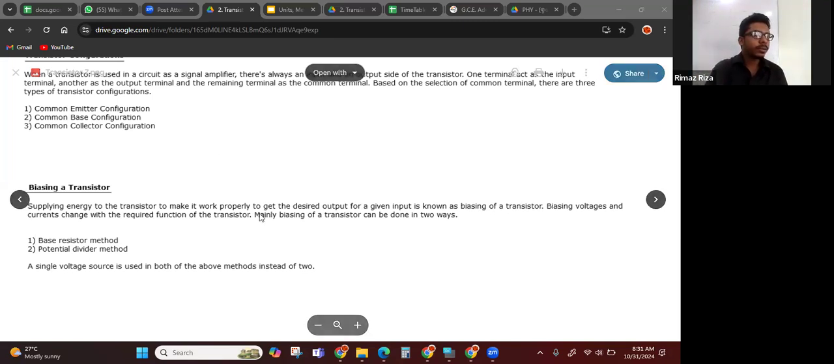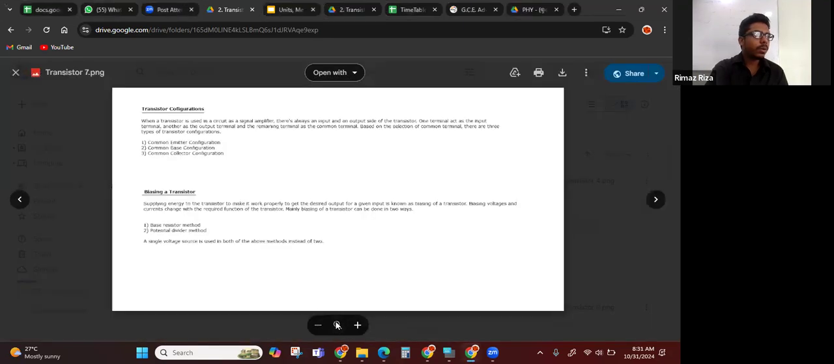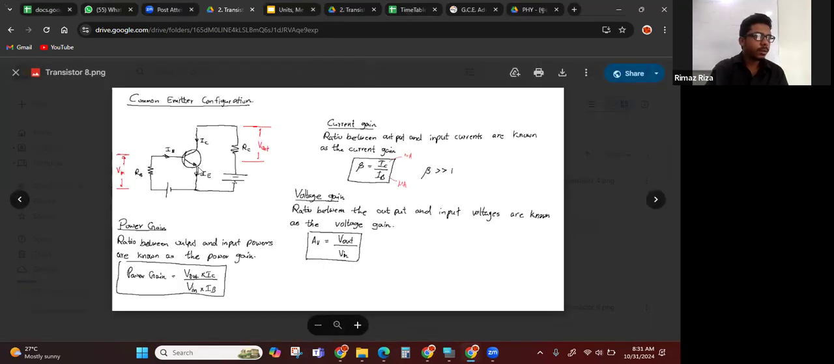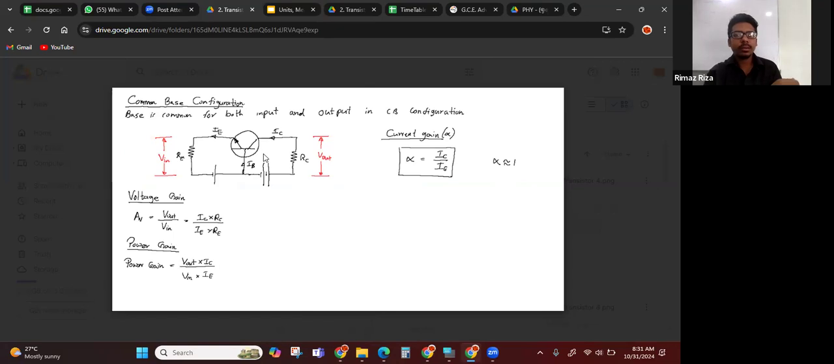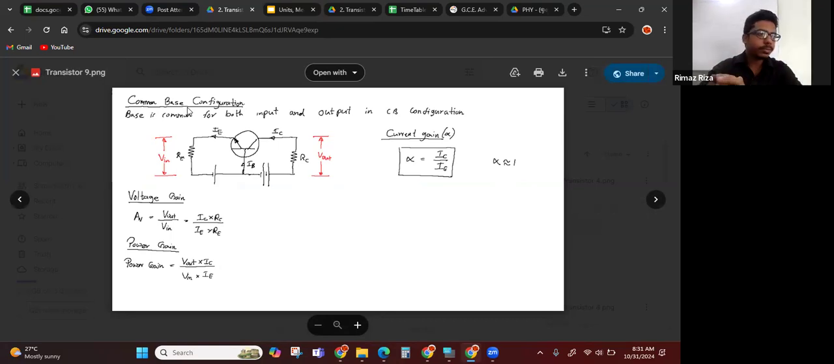So now first we will discuss transistor configurations. I will first start with common base, because that's the circuit that we discussed in both NPN and PNP transistors. So therefore we will first discuss common base configuration. Write down the topic: common base configuration.